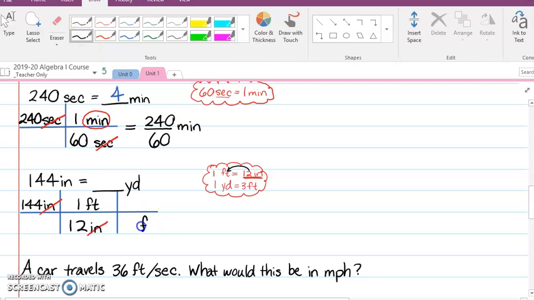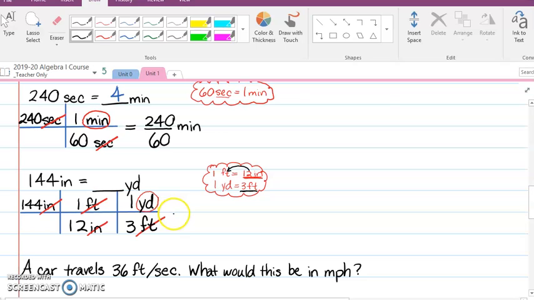Again, I want to put the feet on the bottom so that they're in a good place to cancel out with the feet on the top. How many feet go on the bottom? 3 feet, which equals 1 yard. And look what I have. I have my goal unit of 1 yard.